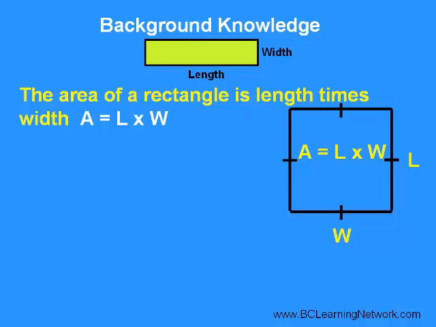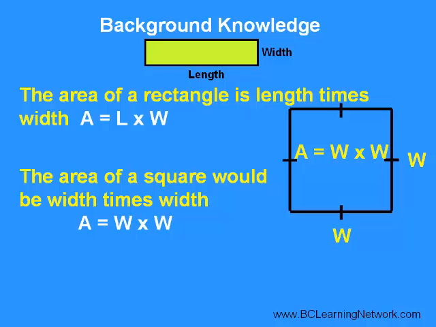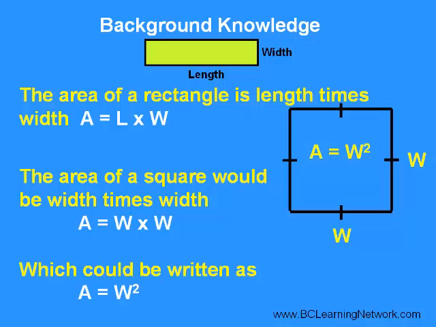Next, you may recall the area of a rectangle is length times width. Since a square has 4 equal sides, its area can be thought of as being width times width. W times W can be written as W to the power of 2. And in math, anything to the power of 2 is said to be squared. So our formula becomes A equals W squared.